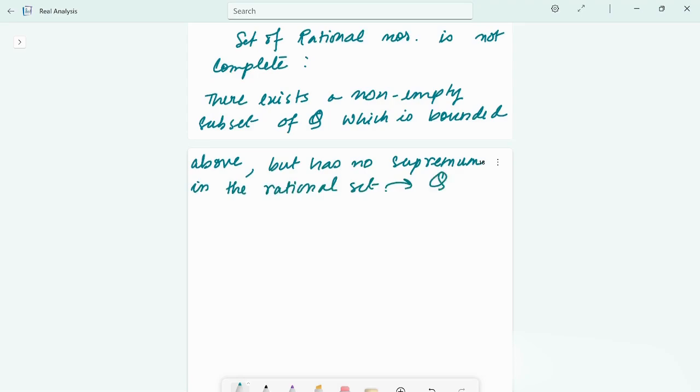Which is the rational set, Q. What is the meaning of what I just wrote? It means some sets of rational numbers have an upper bound, but that bound is not rational. This is the meaning.